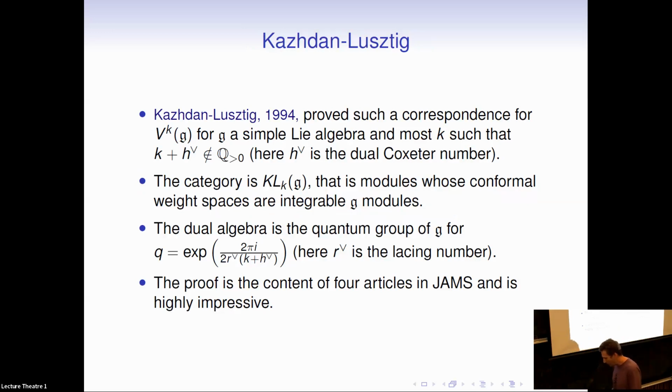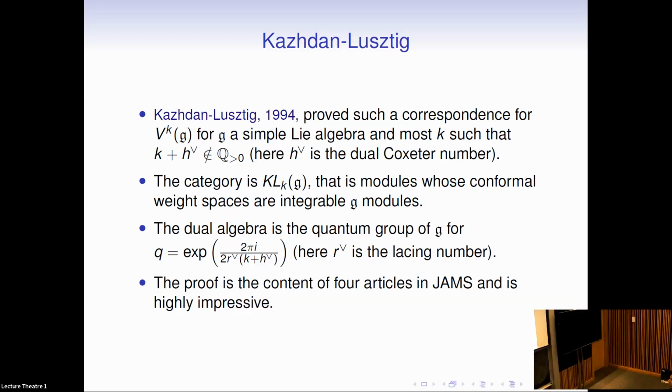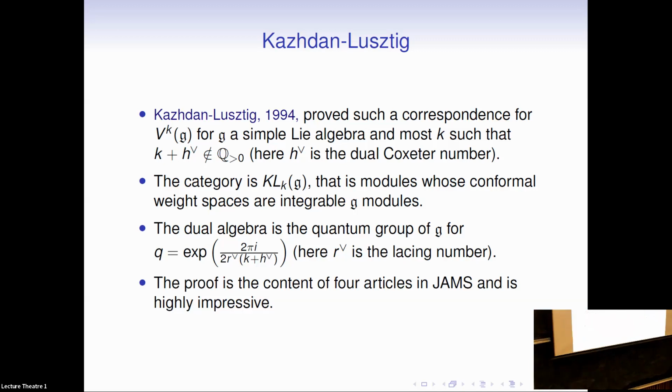The name for these correspondences is Kazhdan-Lusztig correspondences, because Kazhdan and Lusztig had a very nice series of papers in the 90s where they proved that for almost all levels, the Kazhdan-Lusztig category, the category of modules of the affine VOA whose conformal weight spaces are integrable G-modules, is graded tensor equivalent to the corresponding quantum group category. Right? And in the quantum group category, the shifted level is always in the denominator of q.